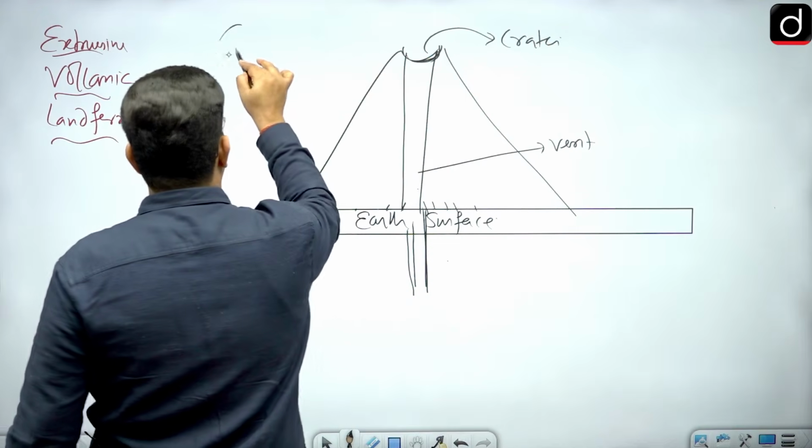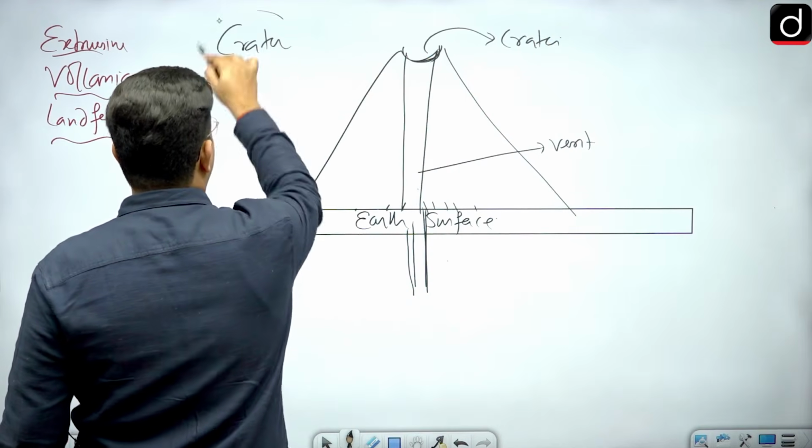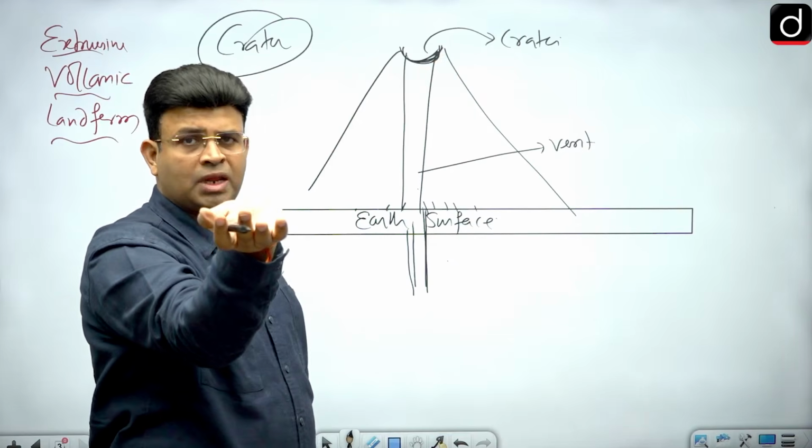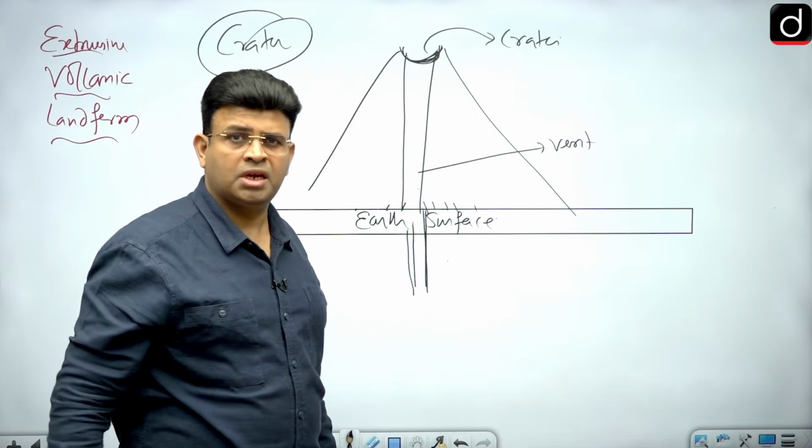So we have been able to say what a crater is: a saucer shaped structure at the top of the mouth of the volcanic mountain. It is known as a crater.